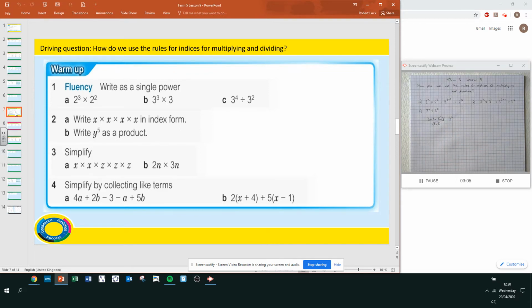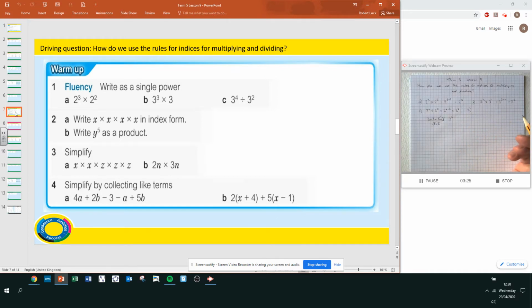Or, a quicker way: 3 to the power 4 divided by 3 to the power 2. Division is the inverse, so it'll be the opposite. So it'll be 4 take away 2, which equals 3 to the power 2. Two ways of showing you how to do it. Question 2.